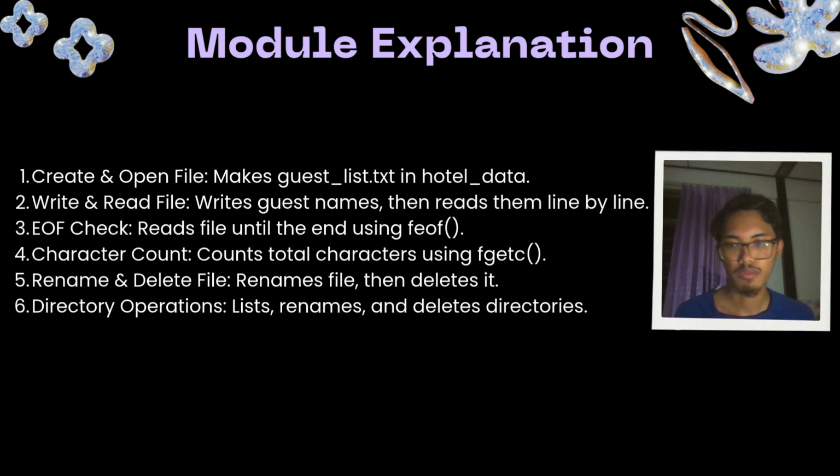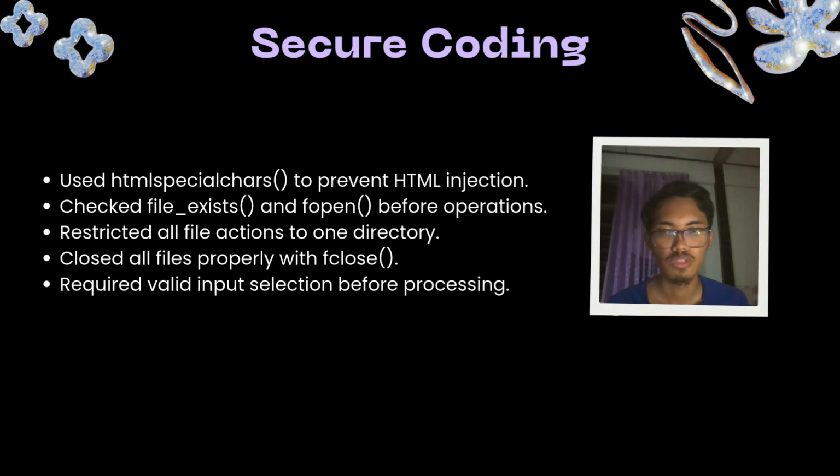Number 5, rename and delete file. Rename file then delete it. Number 6, directory operation. List, rename and delete directory. For the last one, secure coding.